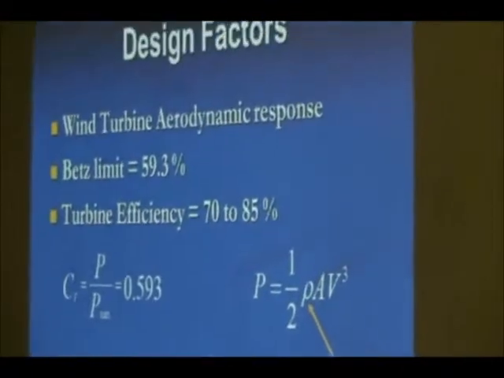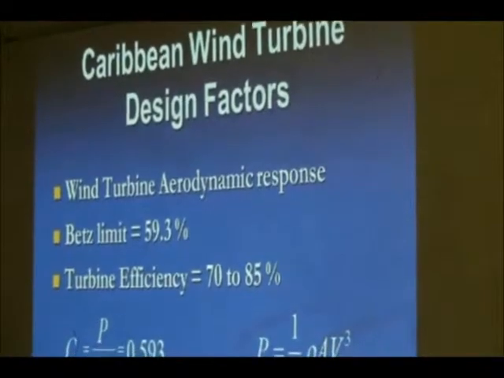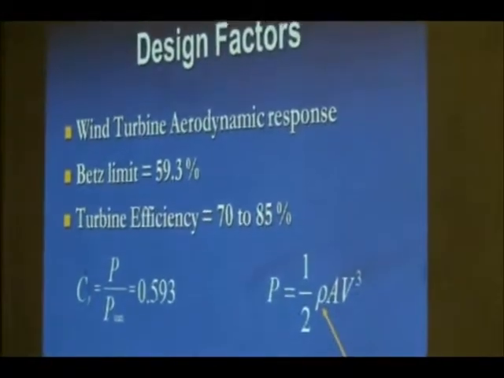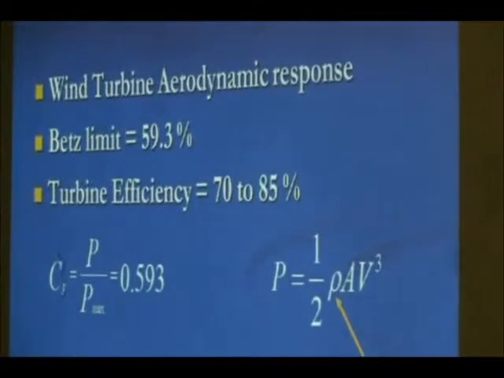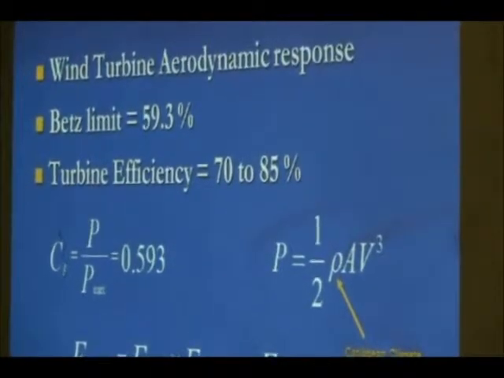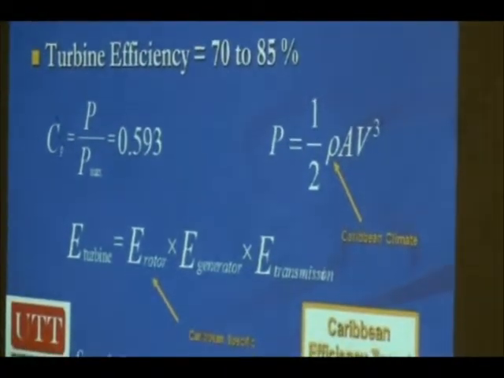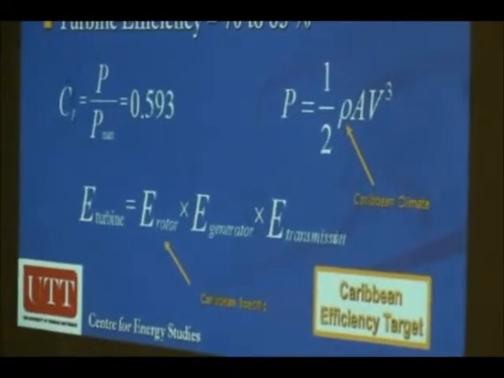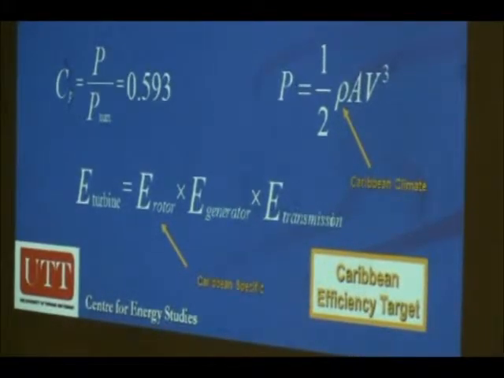The factors involved in the design of a new turbine blade will be the aerodynamic response of the wind turbine, its Betz limit, which is the theoretical maximum power available from the wind, and the turbine efficiency. Again, we note that the efficiency of a wind turbine is determined by the rotor efficiency, the generator efficiency, and the transmission. We are concentrating on the efficiency of the rotor. That's what we're looking to increase. The efficiency of the rotor and the power produced by the rotor is also affected by the climate under which it operates, and in this case, the density.